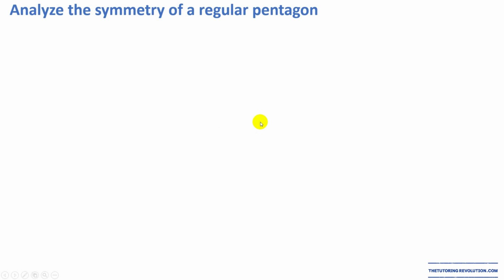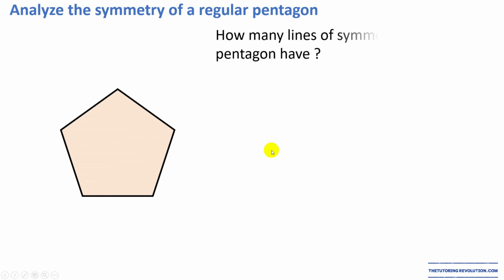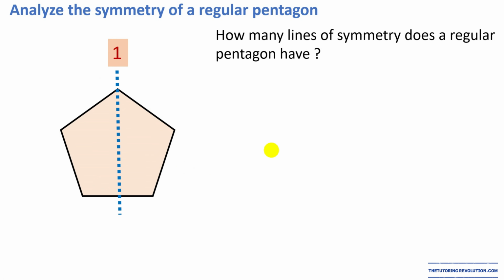Now, we're going to analyze the symmetry of a regular pentagon. This is a pentagon. It has 5 sides and 5 vertices. Now, the question is, how many lines of symmetry does a regular pentagon have? It will have 5 lines of symmetry.